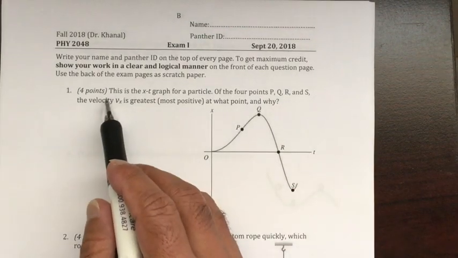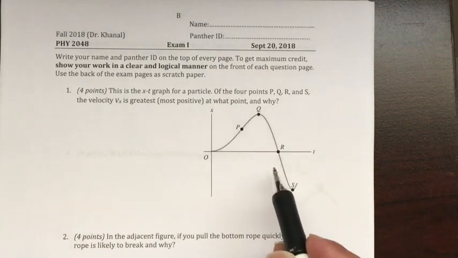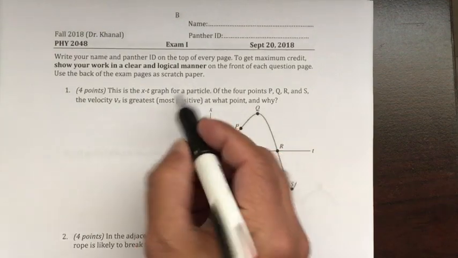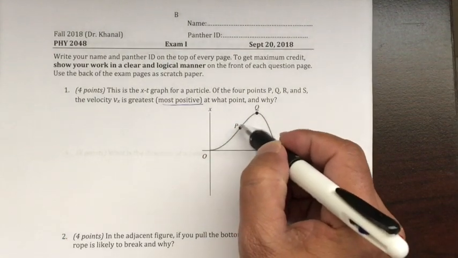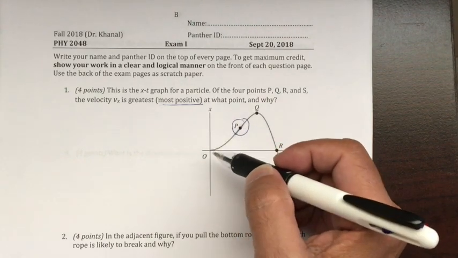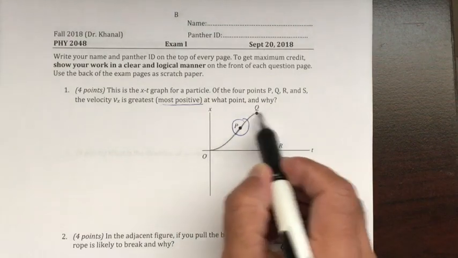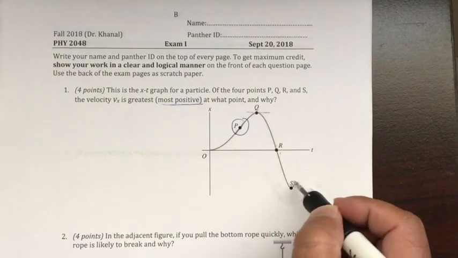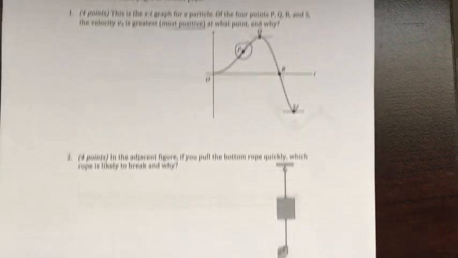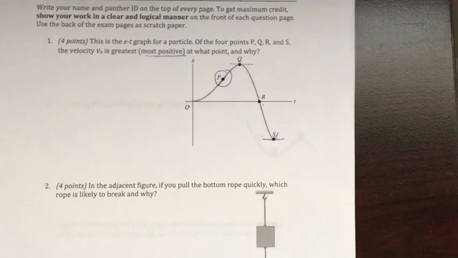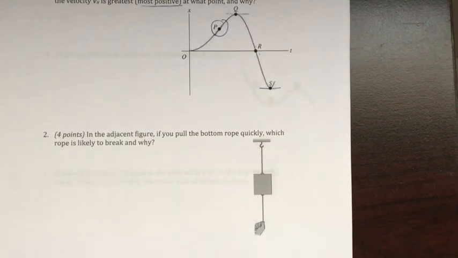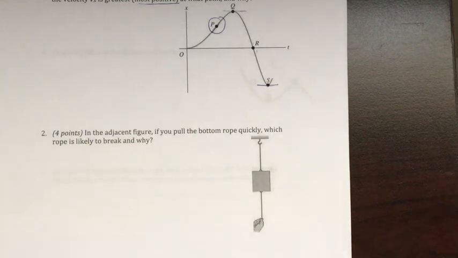The first short question is the xt graph of the 4 points P, Q, R, S. The velocity Vx is greatest, most positive, right? It is here because this has the most positive slope, because velocity is the slope of the xt graph. We know it very well. This one, the velocity is 0. Here it is negative, going down, rise over run, and here is also 0. So you know this question. It's pretty simple. By the way, most of these questions are from Mastering Physics. If you have already done your homework, I'm confident that you have at least done these short questions, all of them correct.